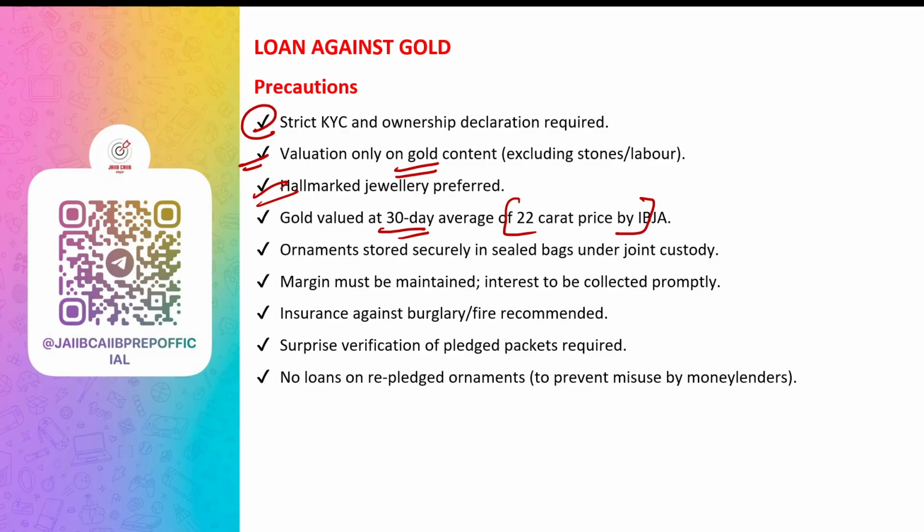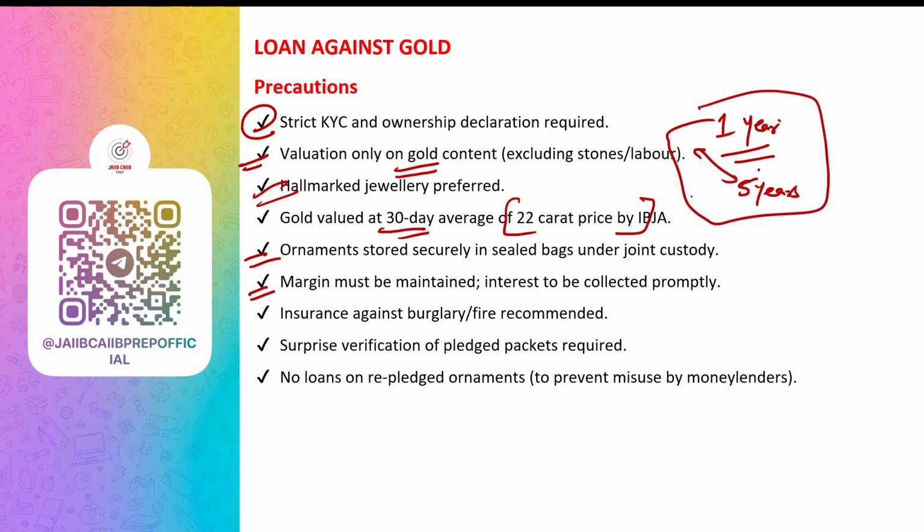A detailed record should be maintained in the gold ornament register, and these ornaments must be stored in sealed bags which are tagged with the loan account number and the borrower's name, stored in a strong room and fireproof safes under joint custody. Now, margin must be maintained. Loans cannot exceed 75% LTV, and normally it is provided for a period of 1 year. Gold loan is provided for 1 year, which may extend to 60 months, which means 5 years. So the loan tenure is within 1 to 5 years.